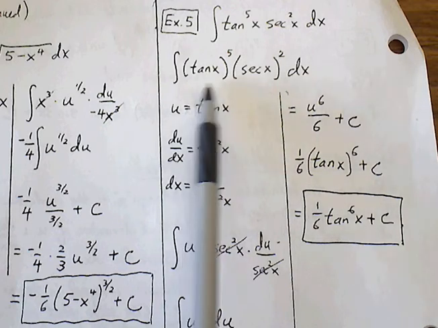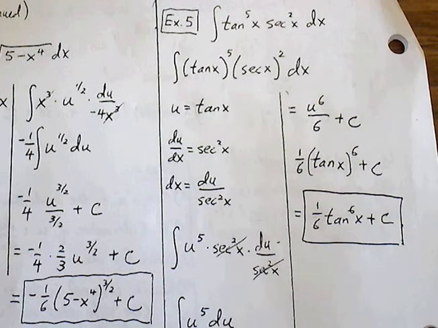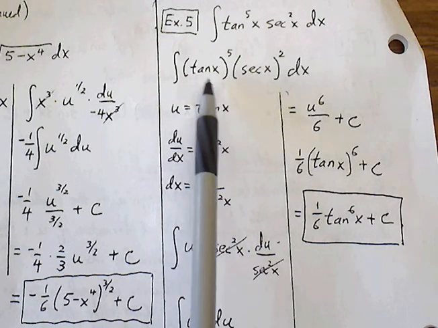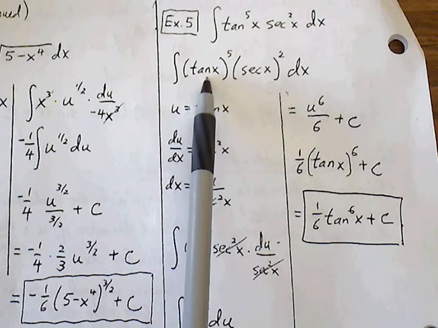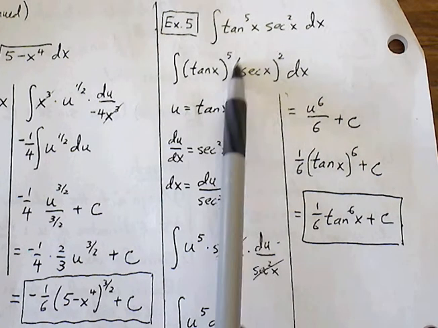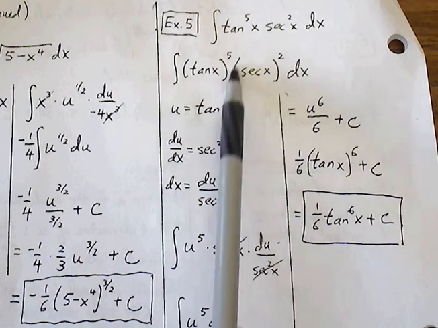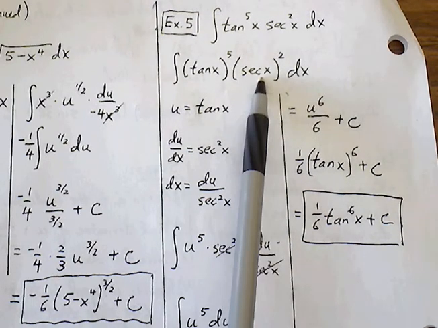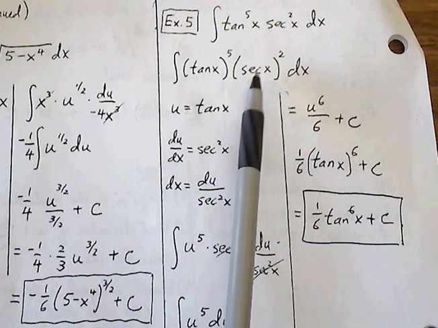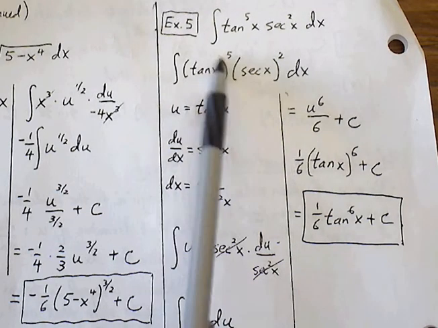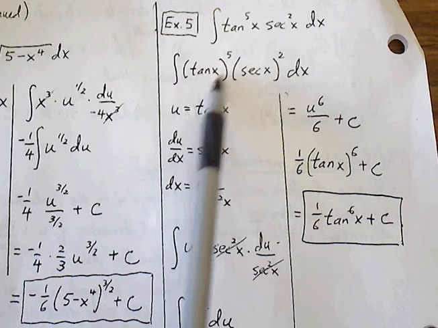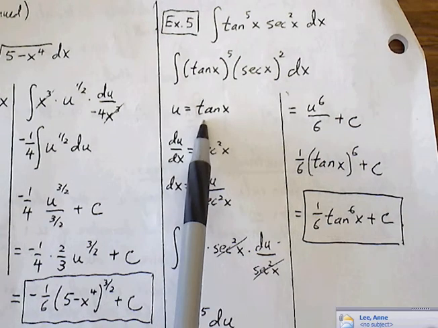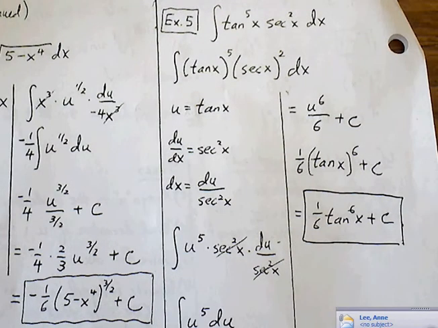Maybe our u value is tangent of x. Maybe our u value is secant x. So it helps to look ahead, right? If our u value is tangent, then our derivative will be secant squared, which is exactly what we have here, which we will be able to cancel out. Now, if our u value is secant x, then our derivative will produce secant tangent, which will not be enough to cancel all this out. So we want u value to be tangent x.